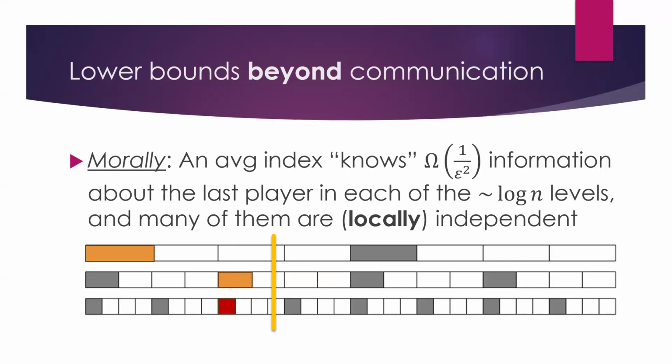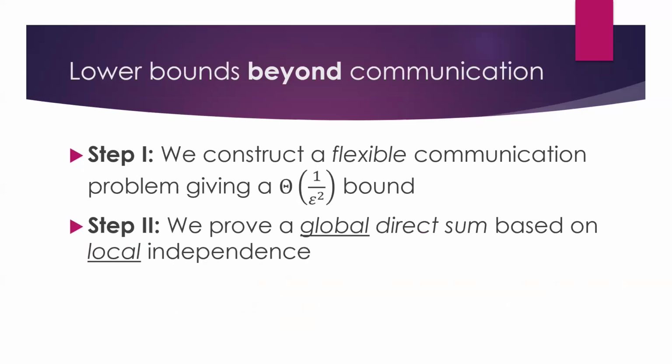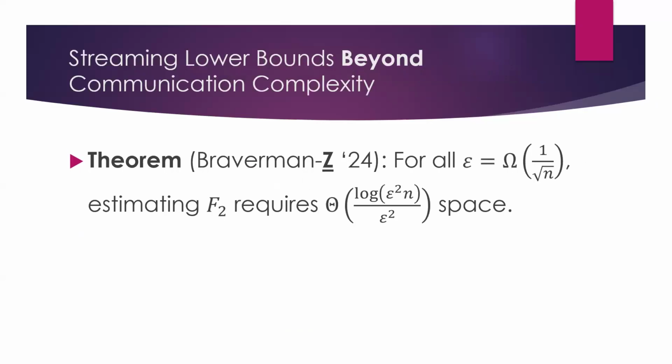So an average index thinks that it sees roughly log n independent levels, and for each of them, it needs to know 1 over epsilon squared information, again on average, because this was the lower bound for each particular level. So from the point of view of an average index, it needs log n times 1 over epsilon squared information about all of those levels together. And it turns out that you can actually turn this into a global direct sum. So this fact that locally things look independent is enough to show that at least in some point you need that much memory. So this is the way we get this log something over epsilon squared lower bound. So what we have is exactly that. So we have log of epsilon squared n instances at the same time, and each of them would give us 1 over epsilon squared lower bound.